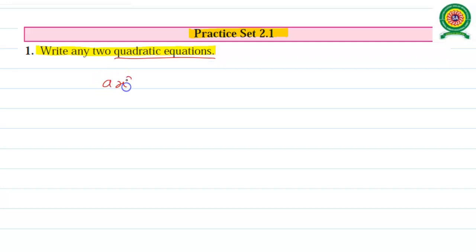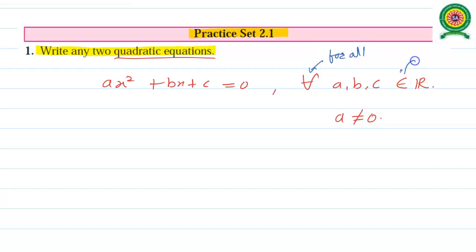Any equation of the form ax² + bx + c = 0, for all a, b, c belonging to the set of real numbers, provided that a is never equal to 0. Keep in mind, the first symbol implies "for all", the second symbol implies "belongs to", and the last symbol implies "not equal to". So you may now take any real values for a, b, c.